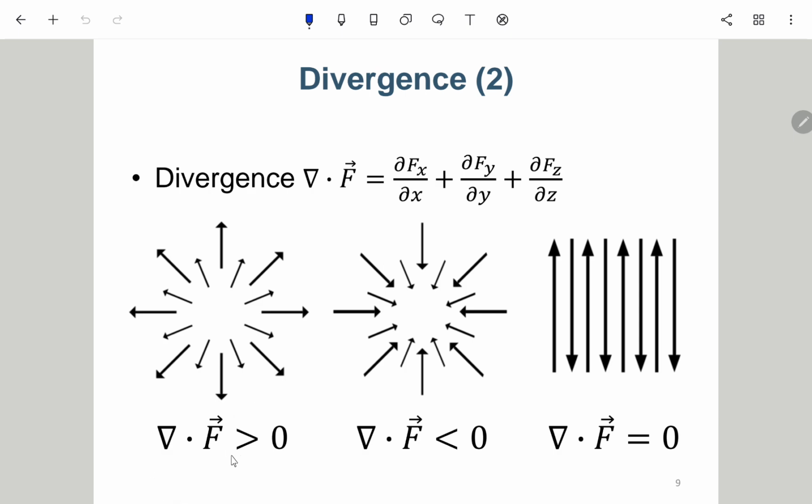Okay, so here the divergence of F, what does it mean? If the divergence of F at a point is larger than 0, it means this field F is flowing out from that point. If the divergence of F is smaller than 0, the vector field F is flowing into that point. If the divergence of F is 0 at that point, there is no net flow in or net flow out for that point.